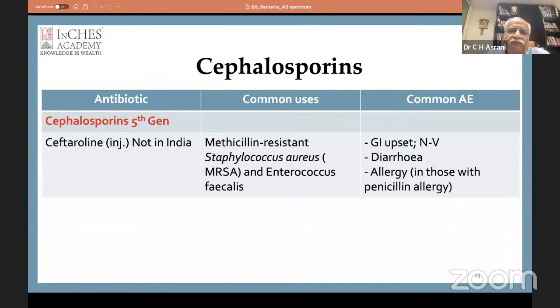And cephalosporin 5th generation is not available in India. It is ceftaroline injectable form. It is used for MRSA, methicillin resistant Staph aureus and Enterococcus faecalis. Side effects: GI upset, nausea, vomiting, diarrhea, allergy.